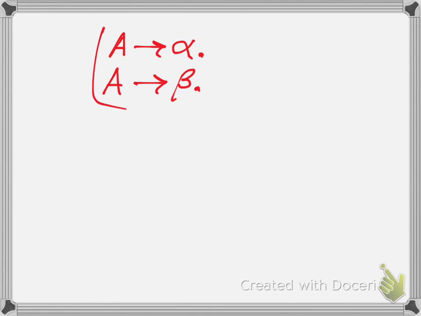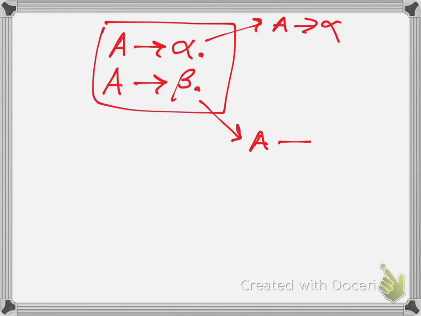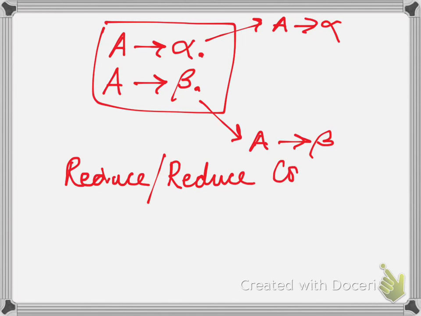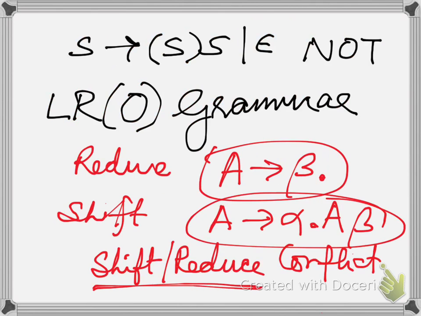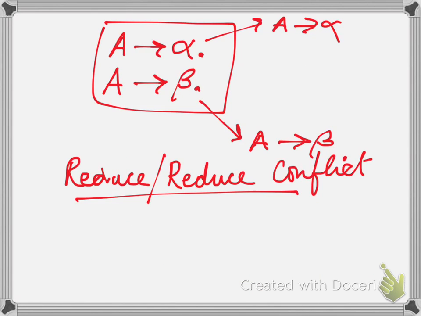There can be another conflict: in one state I have an item like this, and also another item like this. Now both are final. This one means I have to reduce by A derives alpha, and this one means I have to reduce by A derives beta, but both belong to the same state. This is known as a reduce reduce conflict. So you may have a shift-reduce conflict, or you may have a reduce conflict.